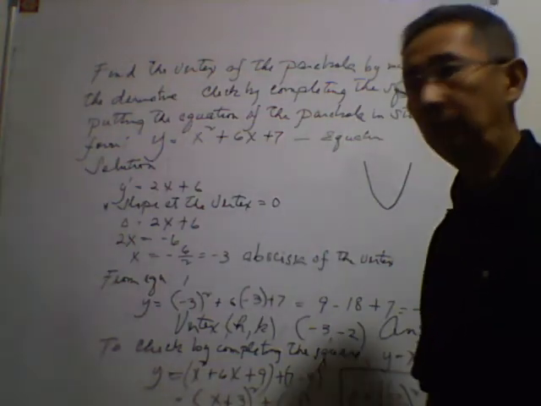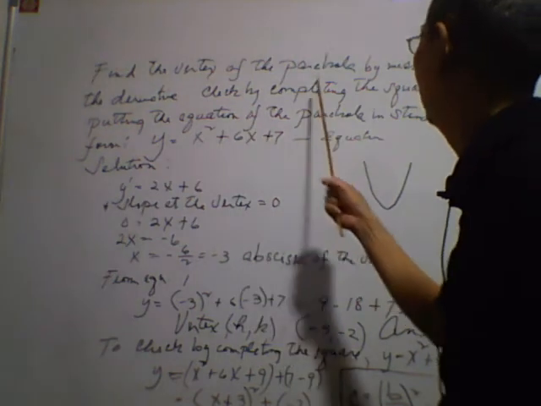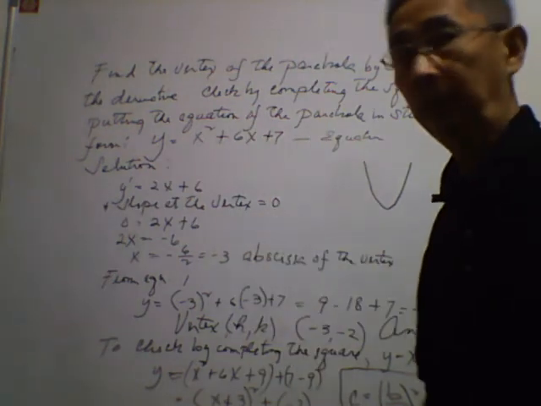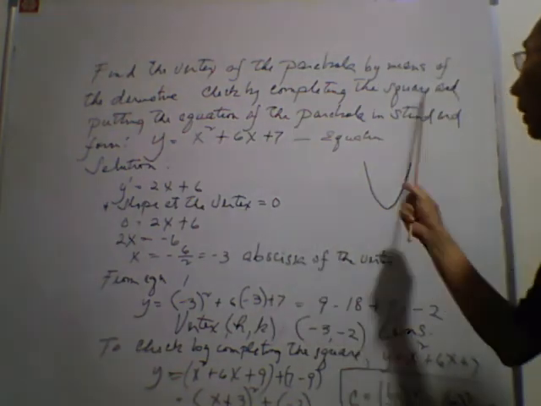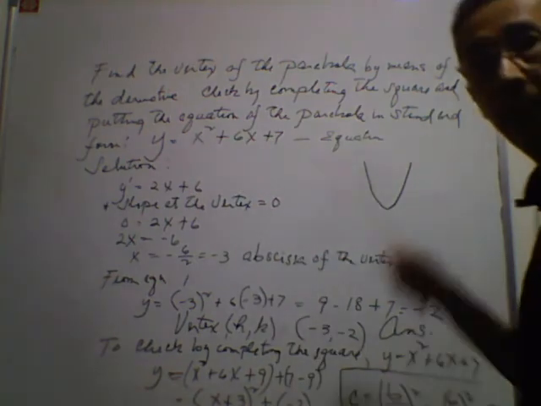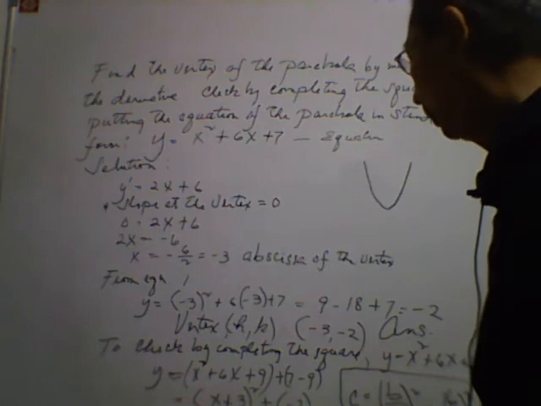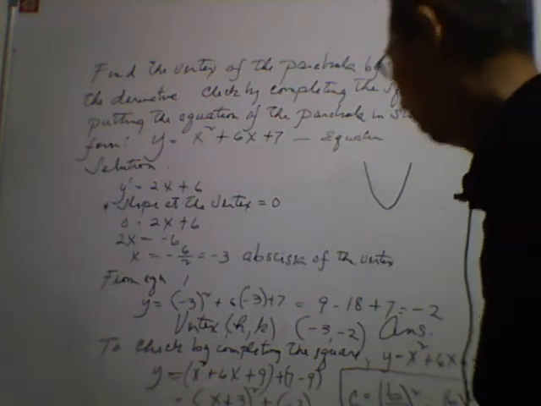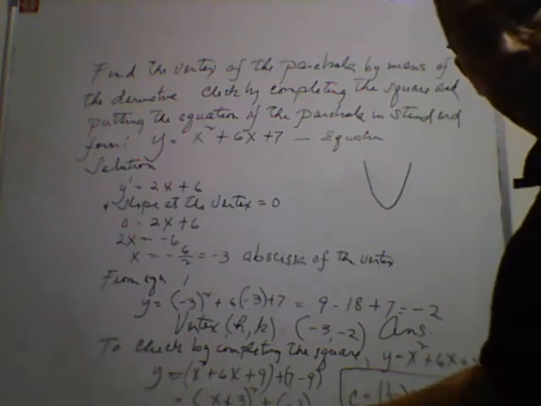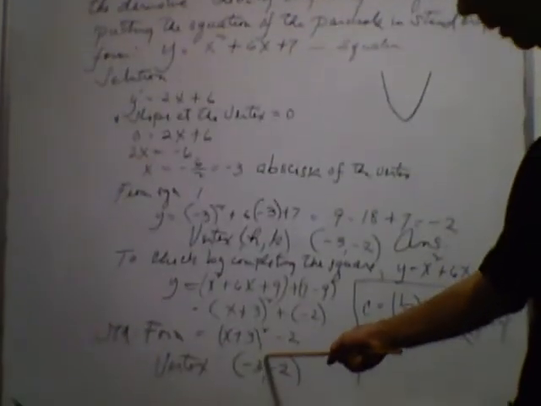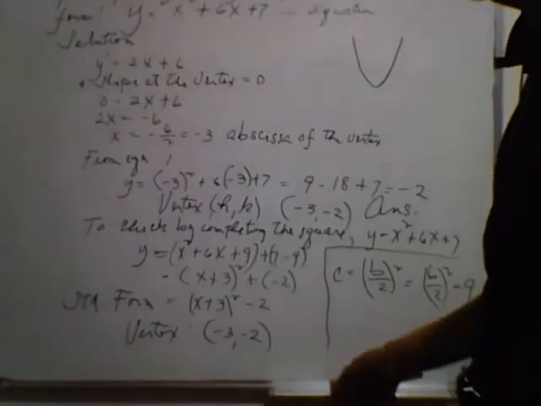Hi, today's video is about a parabola, and we're going to find the vertex of the parabola by means of the derivative. And then we're going to check our answer by completing the square and putting the equation of the parabola in its standard form. So we know that the standard form of the parabola is x plus 3 quantity squared minus 2. So we're going to check our answers by means of that.